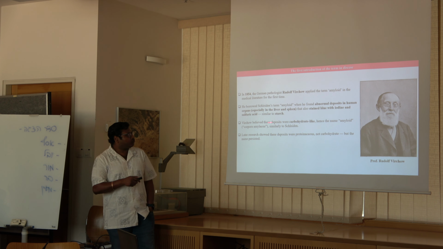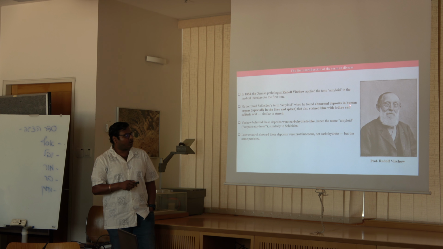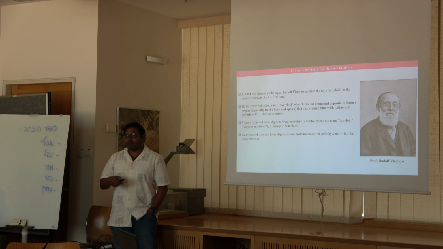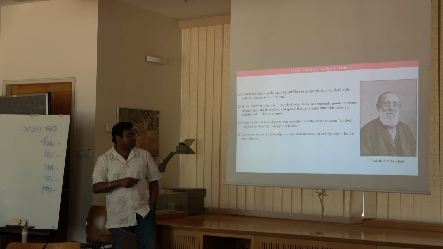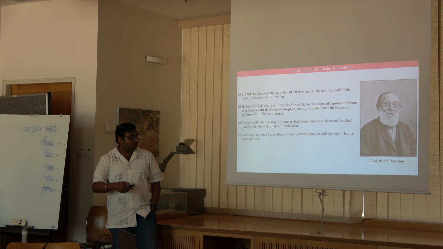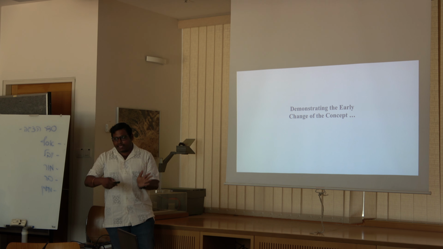Then came Rudolf Virchow around 1854. He also did some experiments on abnormal deposits in human organs, and this time also he showed that iodine sulfuric acid tests did give some blue coloration like starch. This time he told that the deposits were carbohydrate-like. That's why he again used the term amyloid, like Schleiden did. But again, this term was not correct. We will see why. So this is the time when the change of the concept came.